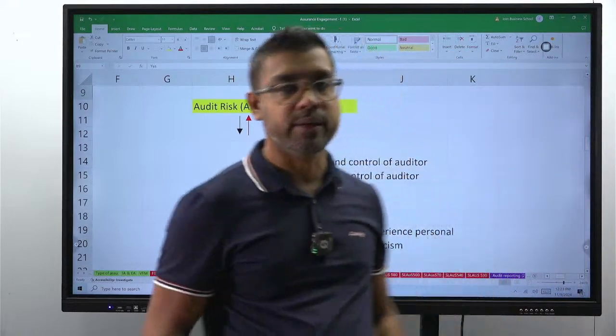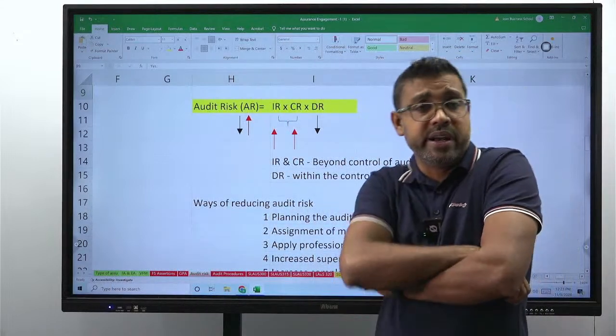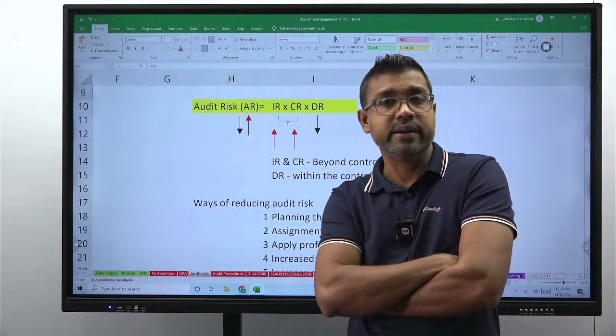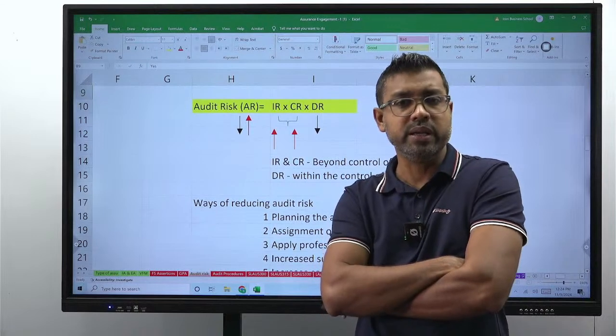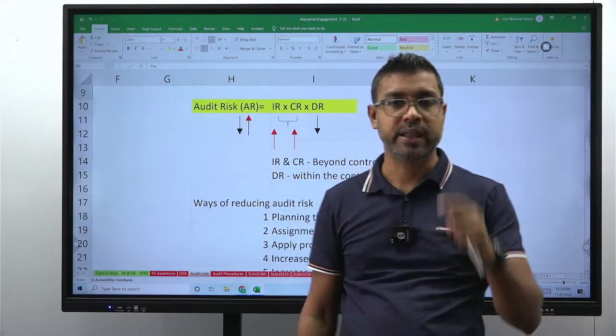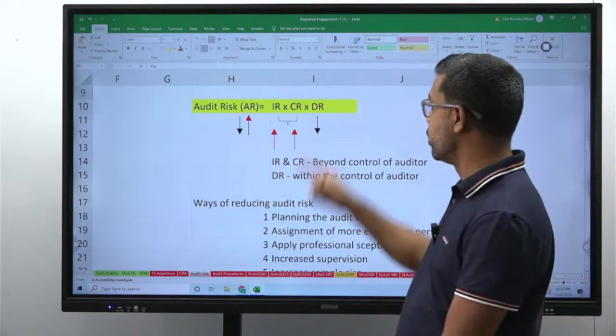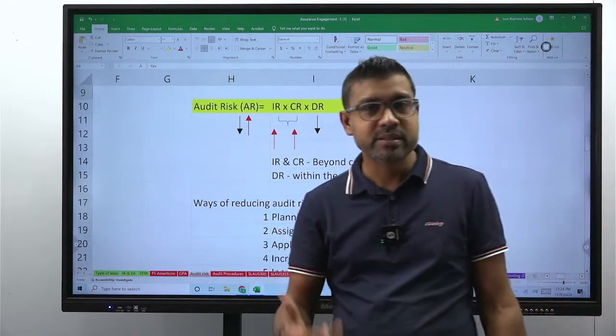Auditor can't do anything. But auditor can't sleep. I have nothing to do. I don't have control of inherent risk and control risk. I don't know about the audit risk happening. No. Auditor can't say that. But one element that auditor can control, what is that? Detection risk.